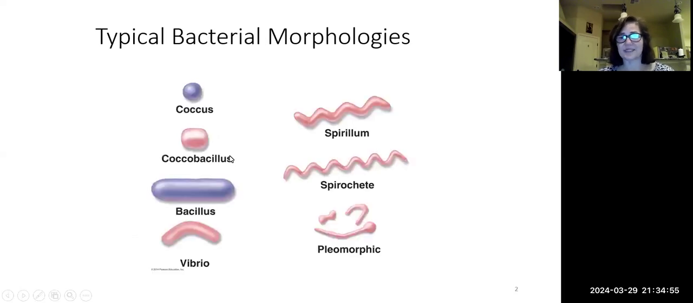Some of the typical bacterial morphologies are things like the coccus shape, those round balls, and the bacillus, the rods. There can be some things that are kind of in between those two shapes. Coccobacillus, it's referred to. Vibrio, kind of an angled shape. A few that I have not mentioned to you before, spirillum. These are stiff, and the spirochetes, those are more flexible. They're kind of spirally in nature. And then there's some that just have different shapes. The term for this is pleomorphic.